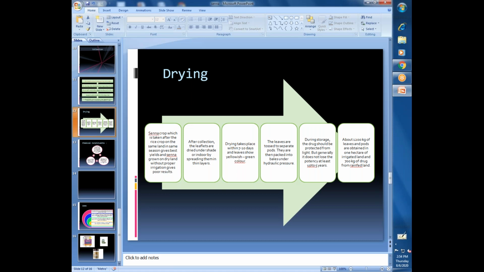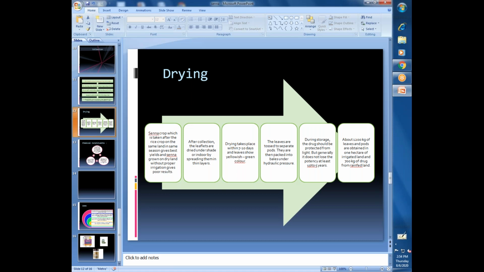During storage, the drug should be protected from light. That is very important. First is the drying, under the shade. After that, the pods and the leaves have to be separated by tossing. Then it is packed under hydraulic pressure as bales. Then it has to be stored. The storing is very important. It is protected from light, but generally it does not lose its potency for at least up to 5 years.